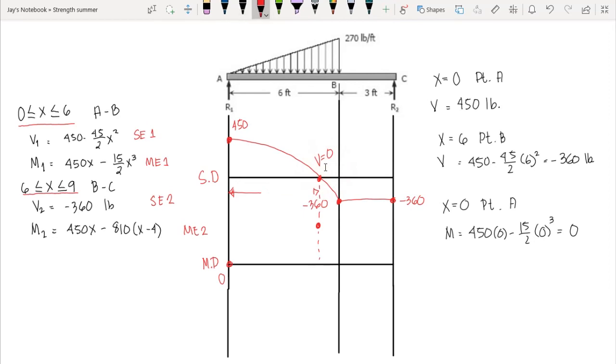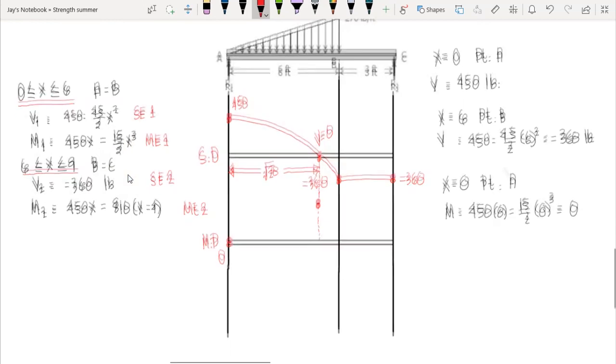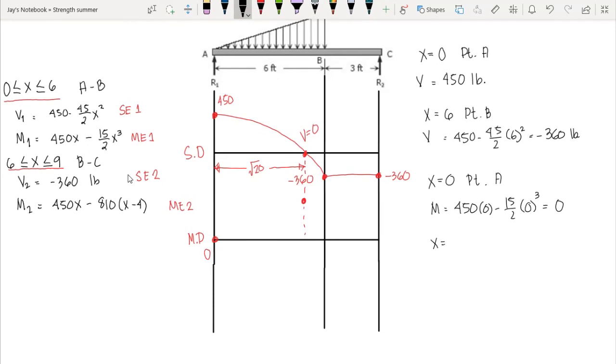So we have square root of 20. So using this value of x here, we can now compute the moment at this point. Using the moment equation 1 of our section AB, this one, 450x minus 15 over 2 x cubed. So we have at x is equal to square root of 20. So what is the value of our moment when our shear is equal to 0?